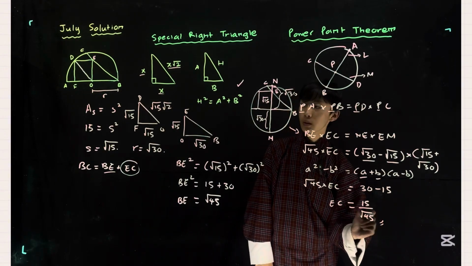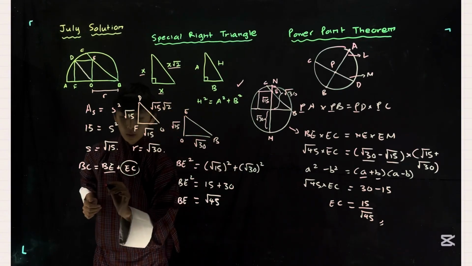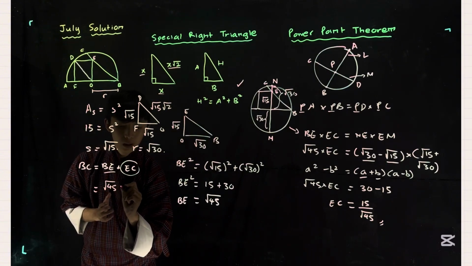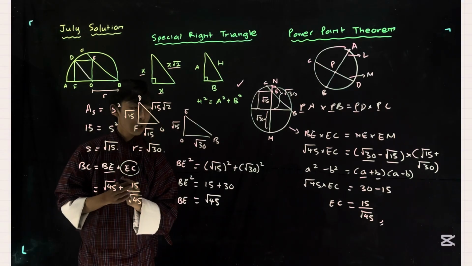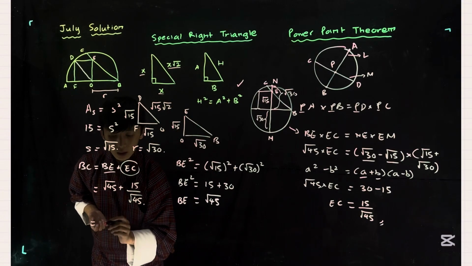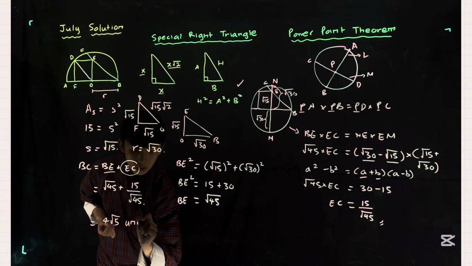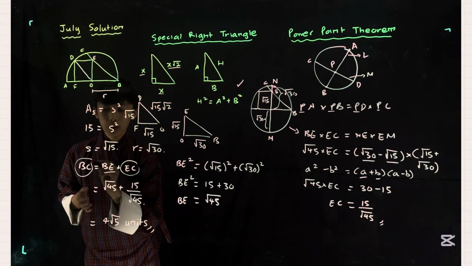Now we found the length of EC and we already know the length of BE. So now we just simply add them. So we have root of 45 plus 15 by root of 45. And when you simplify this addition, the final answer that we will get is 4 root of 5 units. So this is how we find the length of BC.